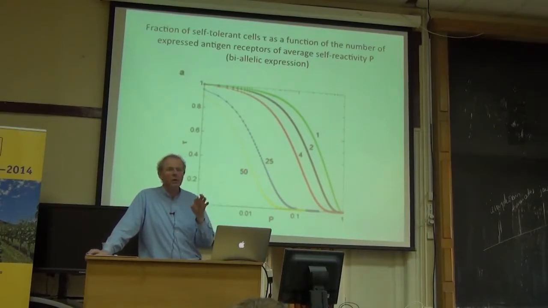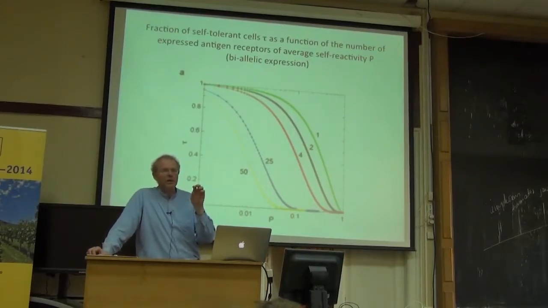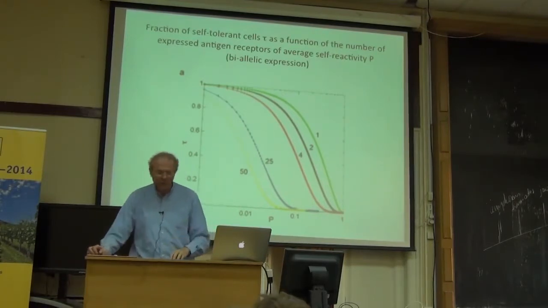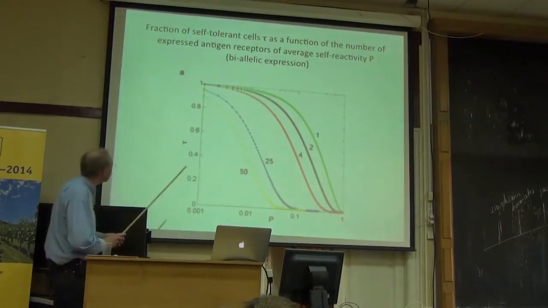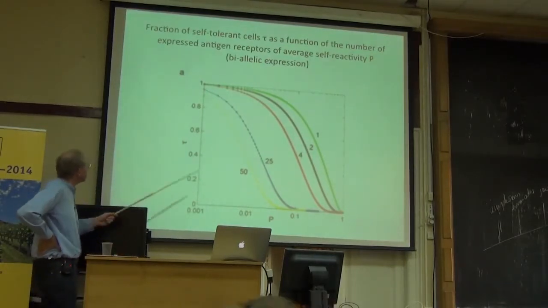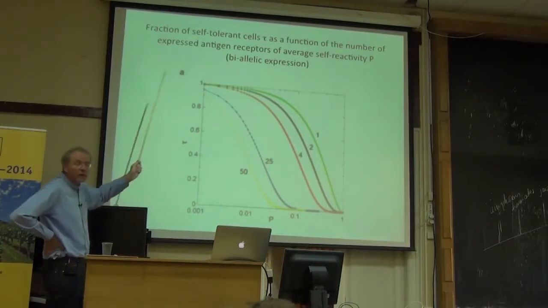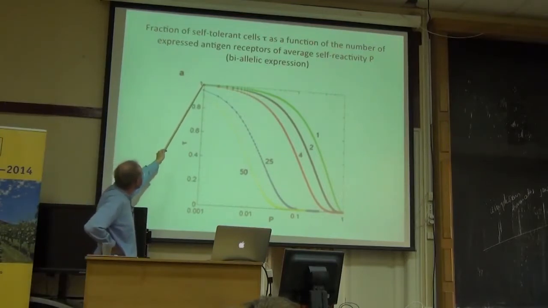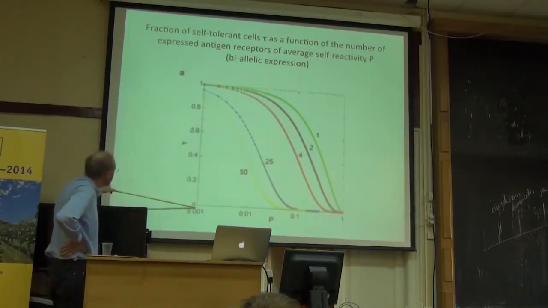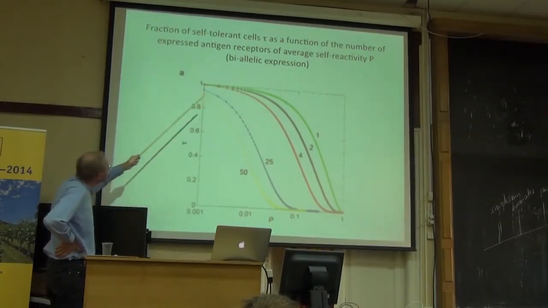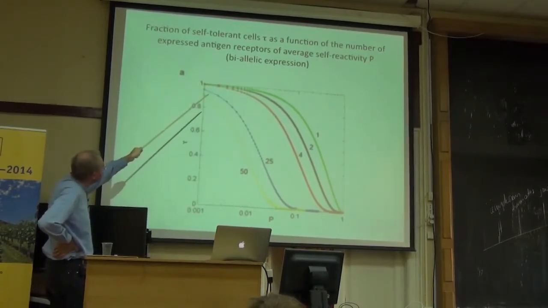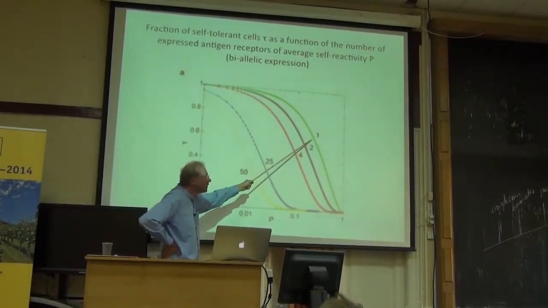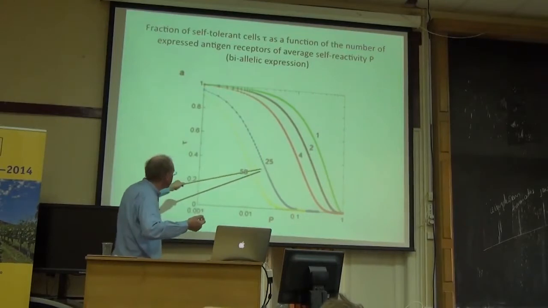Now, if we assume that the outcome of antigen receptors at the cell surface being self-reactive is not desired, because we want to avoid autoimmunity, then you can do the following calculation. So what I've done here is I've depicted the fraction of self-tolerant cells, self-tolerance. All cells are self-tolerant when the point is here. None of them is self-tolerant when the point is here. Against the number of expressed antigen receptors, in this example from 1, there's only one possibility, to 50.